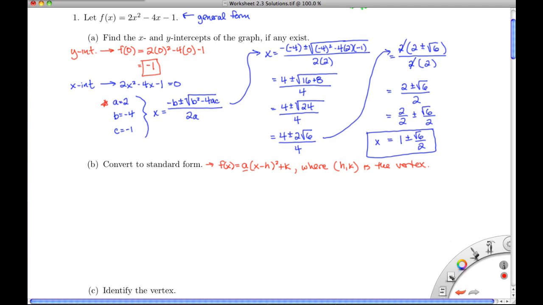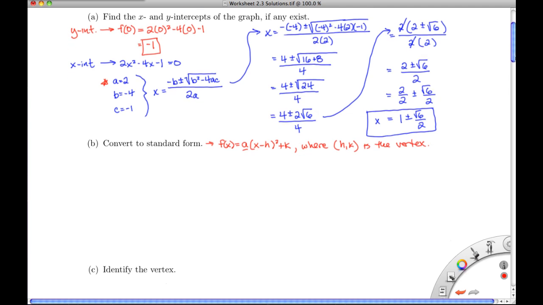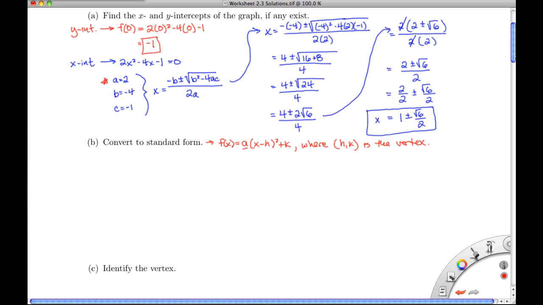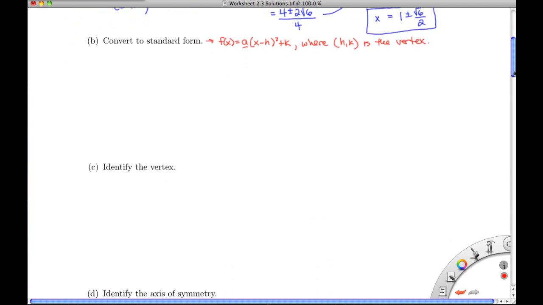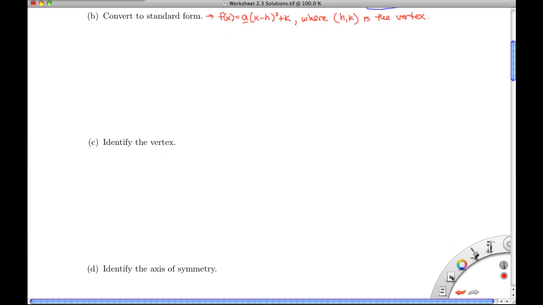So what I'm going to do is put this one on hold, and let's do part C first, because part C actually asks us to find the vertex. If we can find the vertex in part C, then we can use it to finish part B. Okay, so if we wanted to identify the vertex, one way to do this is to use the vertex formula. This allows us to take any quadratic and identify the vertex.